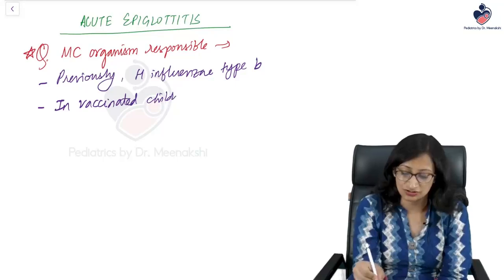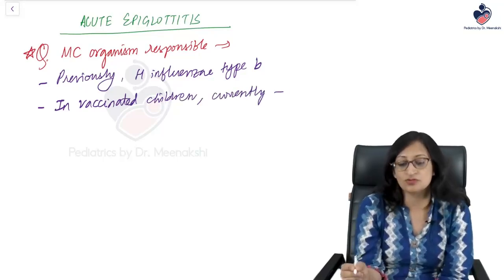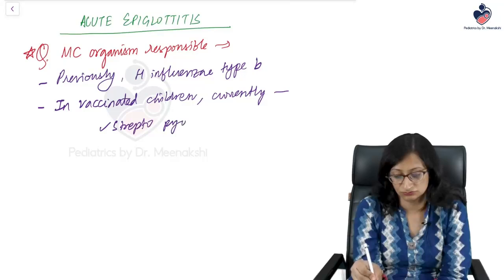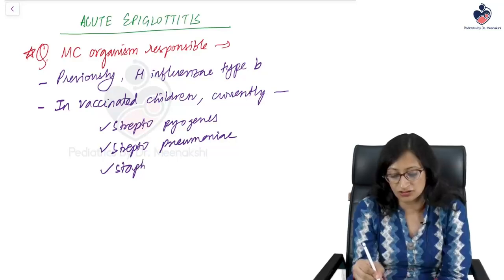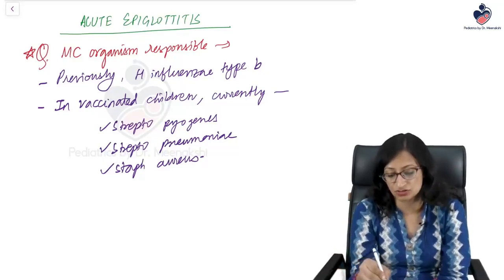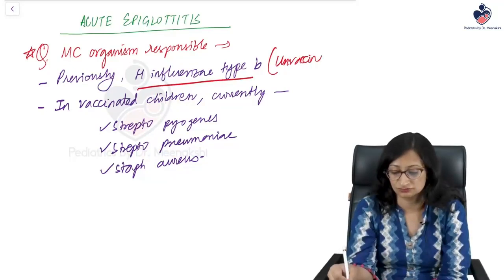So in vaccinated children, currently, the common organisms include Streptococcus pyogenes, Streptococcus pneumoniae, and Staph aureus. However, in unvaccinated children, H. influenzae still remains a common organism.